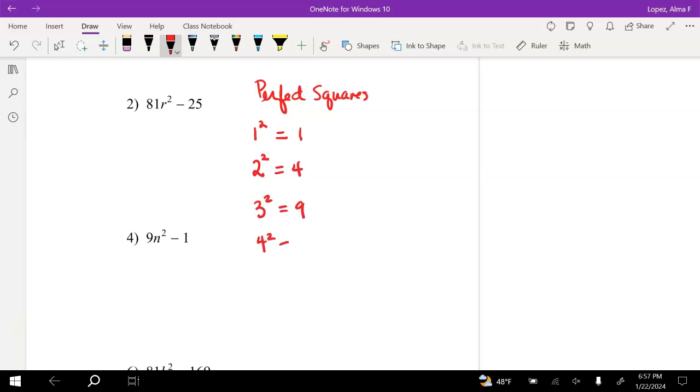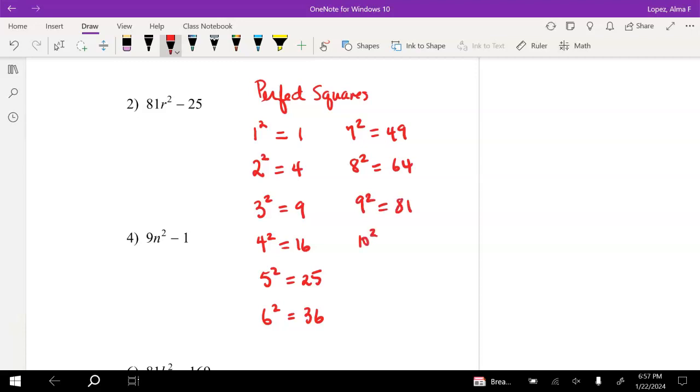The number 4 squared is 16. The number 5 squared is 25. The number 6 squared is 36. The number 7 squared is 49. The number 8 squared is 64. The number 9 squared is 81. 10 squared is 100. 11 squared is 121. 12 squared is 144. And then 3 more.